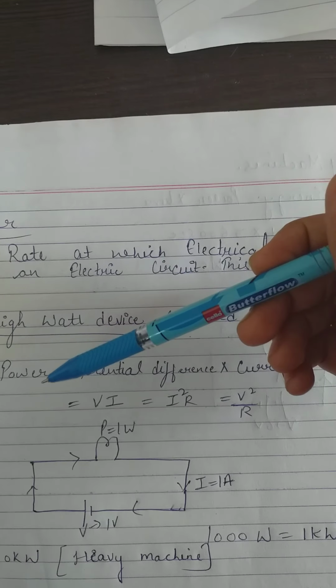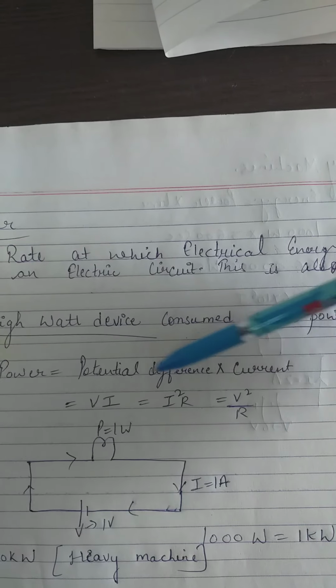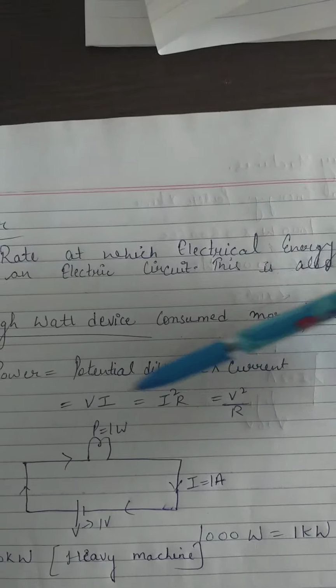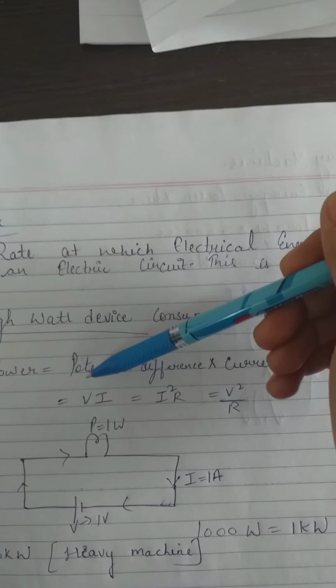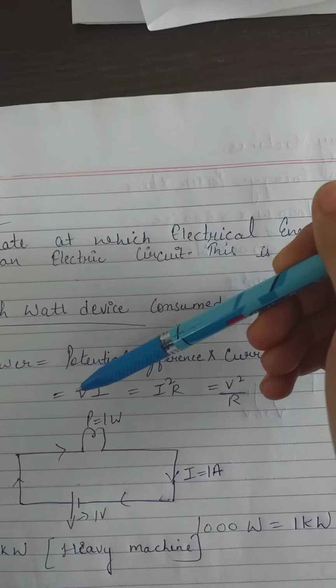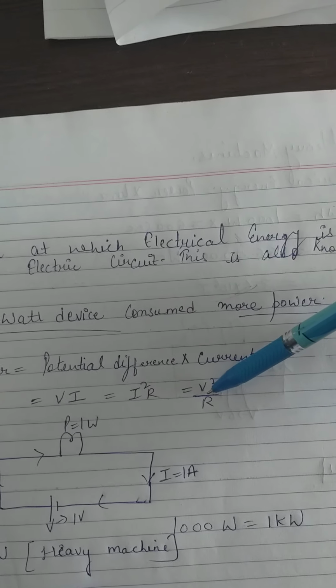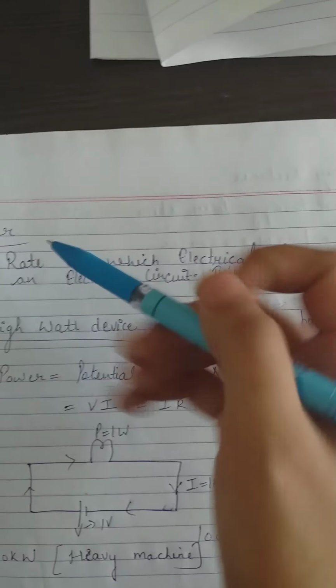So the formula related to power is potential difference multiplied by current. Potential difference is represented by V and current is I. Clear? According to Ohm's law, V is equal to IR. So put the value of V here, it will become I squared R, and it will again become V squared upon R. These are the formulas of power.